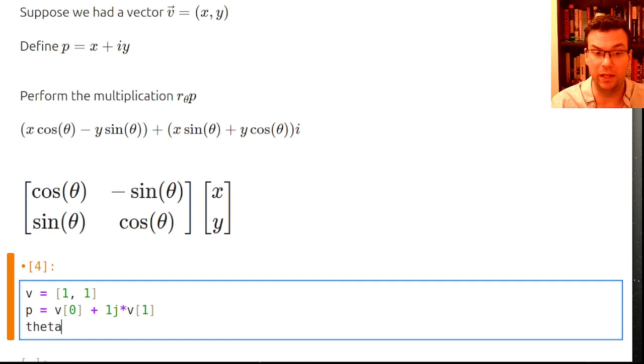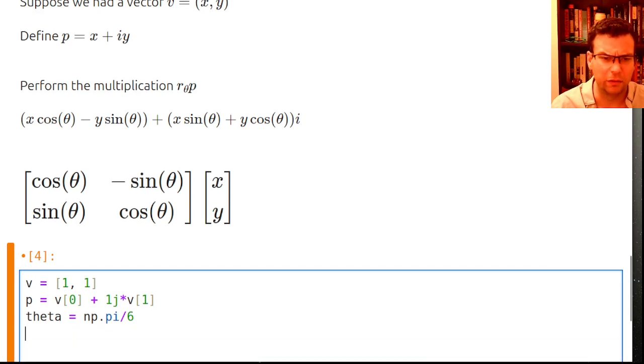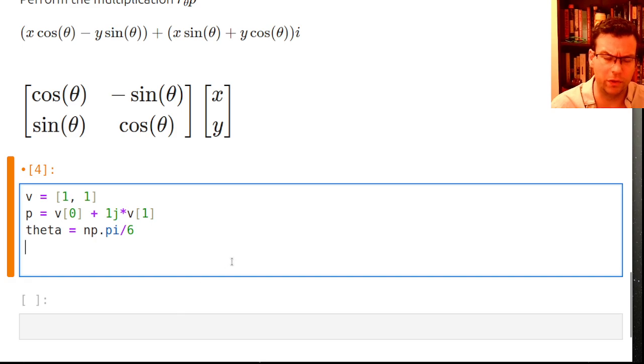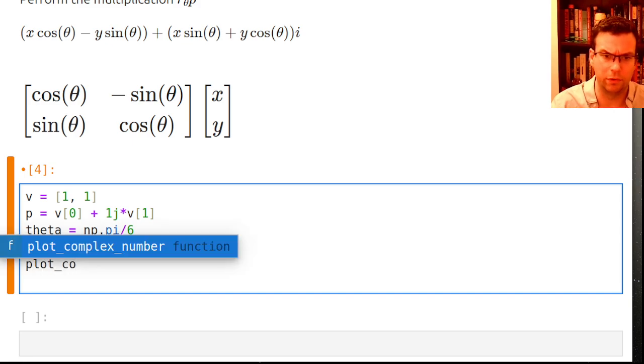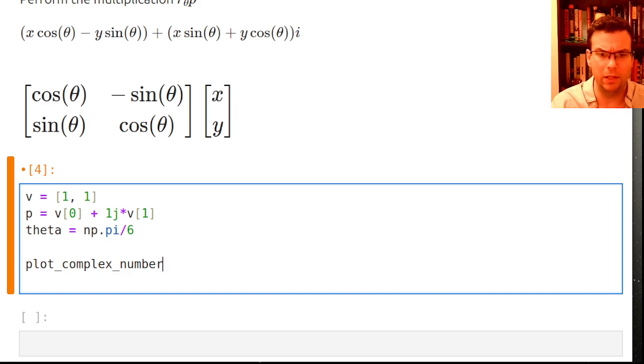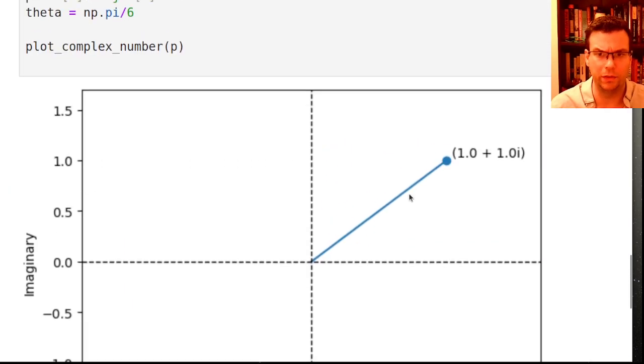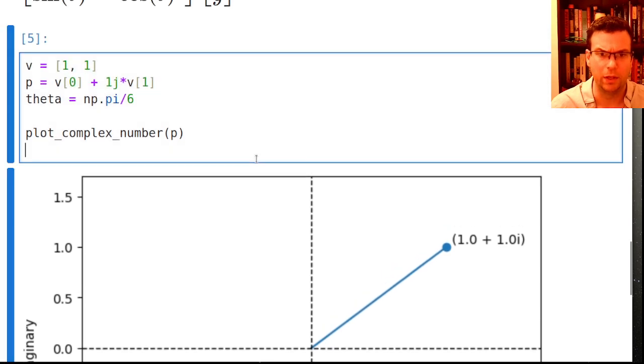Let's say I have an angle theta. Let's say that theta was maybe 30 degrees. So that would be pi over 6. Okay? And so I'm going to rotate this thing by 30 degrees. Well, maybe first I should plot it. So I'll plot, or add this method plot, complex number, p. Let's just make sure that shows up where I think. Okay, so that's my first complex number.